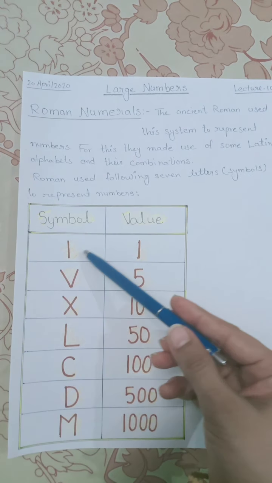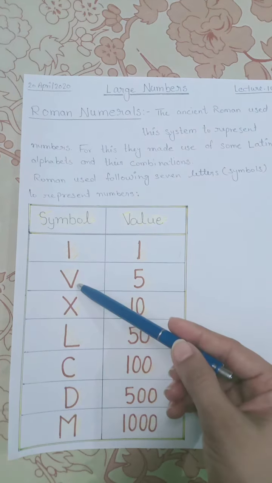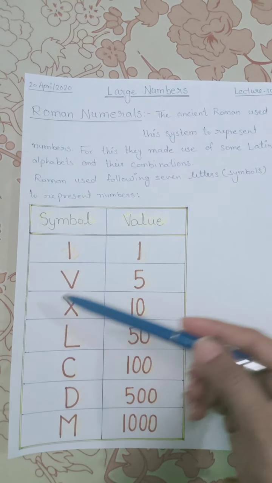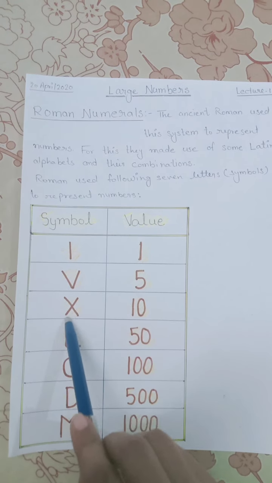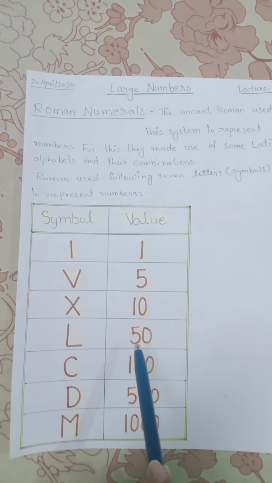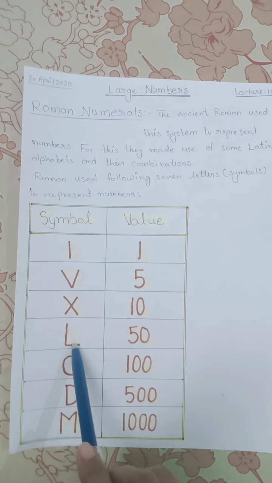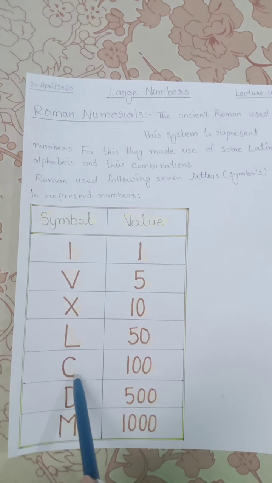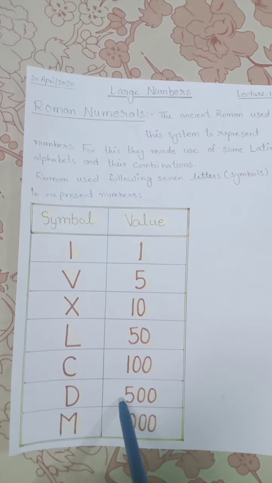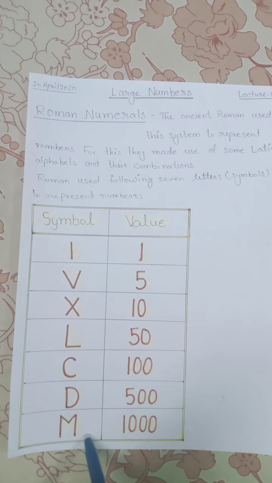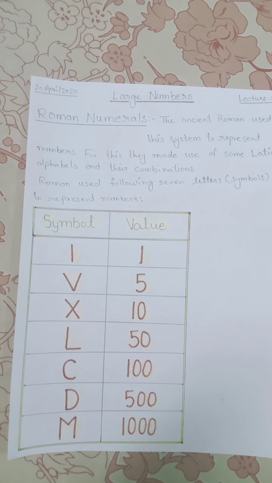For 1, we will write this symbol. For 5, we will write this symbol. For 10, if we want to write 10 in Roman numerals, then what will we write here? This symbol. Same for 50, we use this symbol. For 100, we use this symbol. For 500, we will use the symbol D, and for 1000, we will use the symbol M.